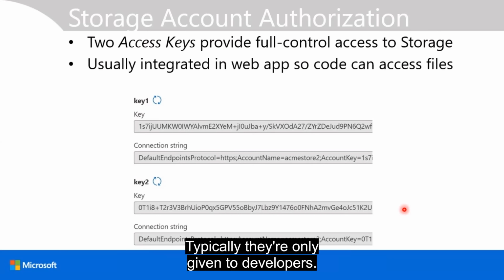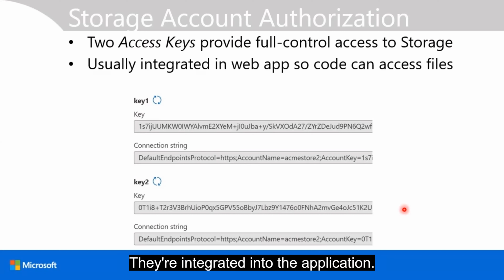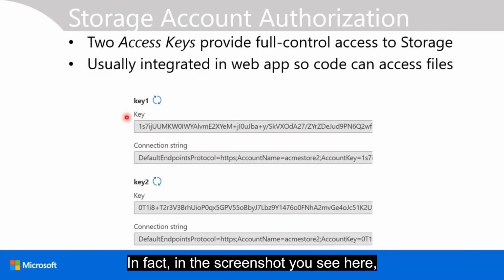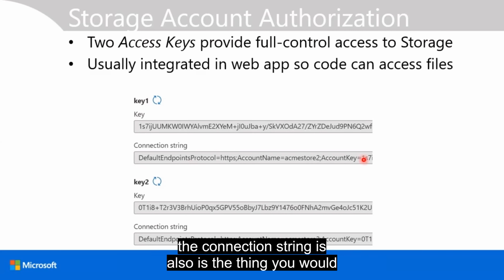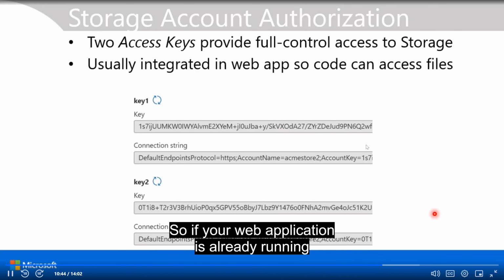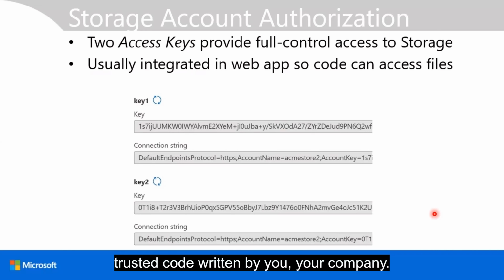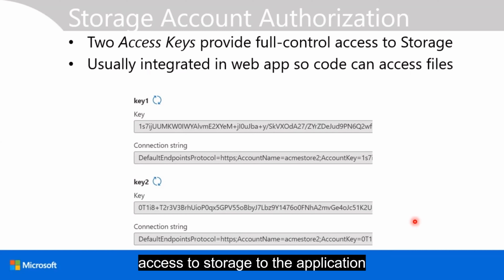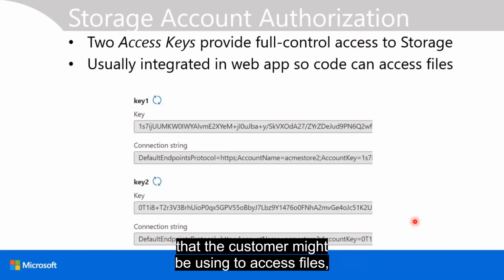Typically, they're only given to developers. They're integrated into the application, maybe the web app that accesses files from storage. In fact, in the screenshot you see here, the connection string is the thing you would probably copy and paste and give to the developer. It contains the name of your storage account and also the access key itself. If your web application is running trusted code written by you or your company, it makes sense that you would provide full control access to storage for the application the customer might be using to access files.